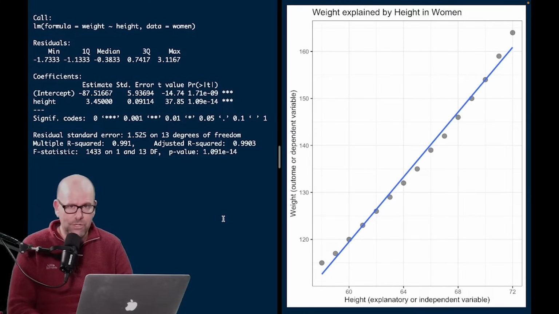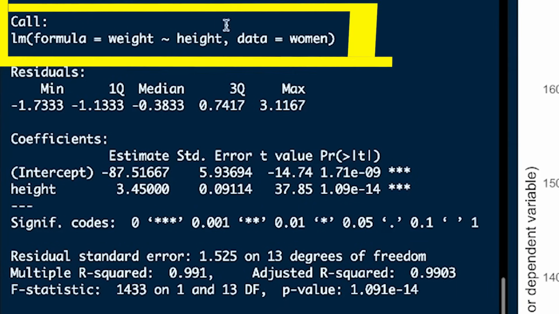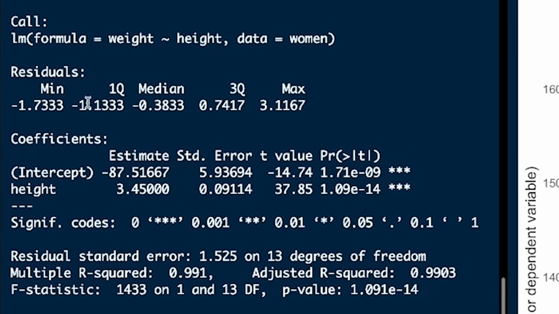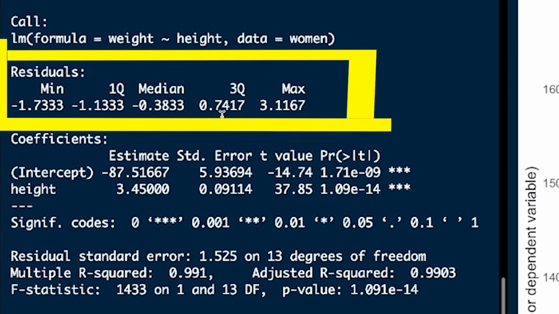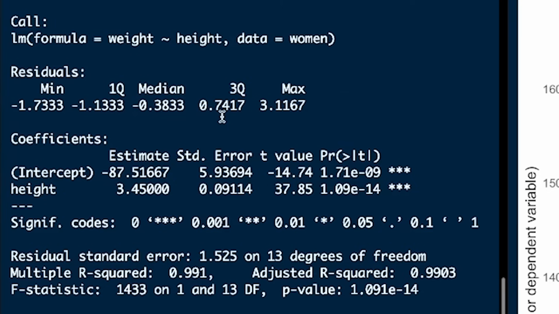Let's look at the results on the left-hand side of the screen. At the top, we've got just the model itself. The formula is weight explained by height, and data equals women. Easy peasy, lemon squeezy. The residuals are the distance between the observed values and the model. It's kind of like the error. We're going to come back to residuals and talk about them in detail in just a few minutes. So hang on.